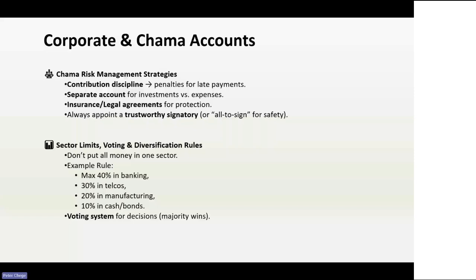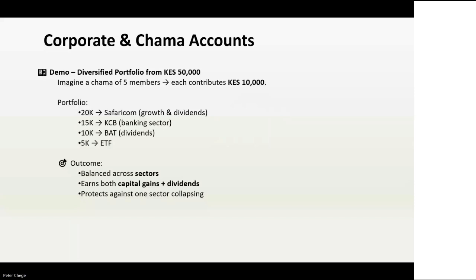So again, you can grow a portfolio with Chama. Remember, for kids, we said 1,000. Even for you as an individual, you can start with 1,000. Joint, you can even start 1,000 each. Now for Chama, you can decide. We have 5 members. Every month, we can be contributing 10,000, or annually, 10,000. In total, you already have 50,000.